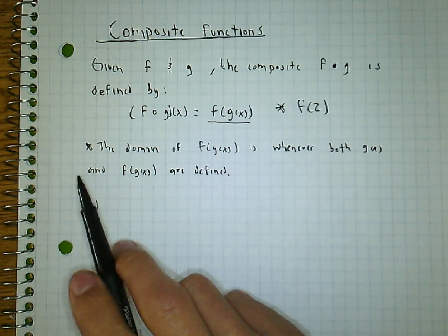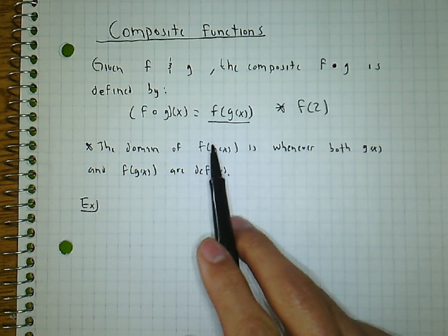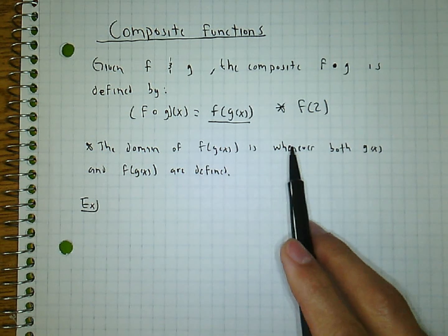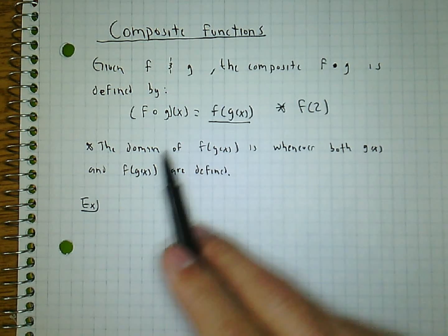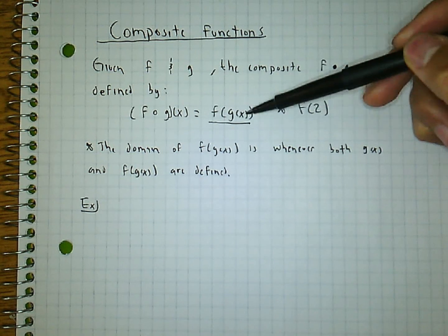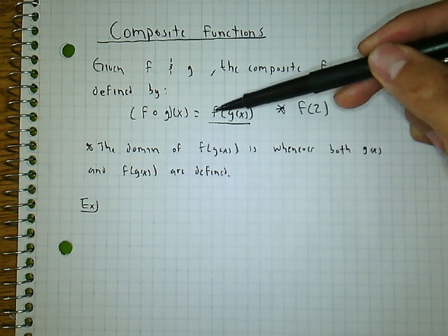Now, one thing to note about the domain is that the domain of the composite function is going to be whatever is defined for both g of x and f of g of x. What I mean by that is, first you have to find the domain of what you are going to input, so in this case g of x, okay? Because that's going to restrict what you can actually input into f.